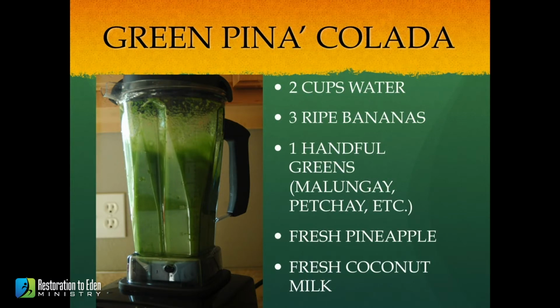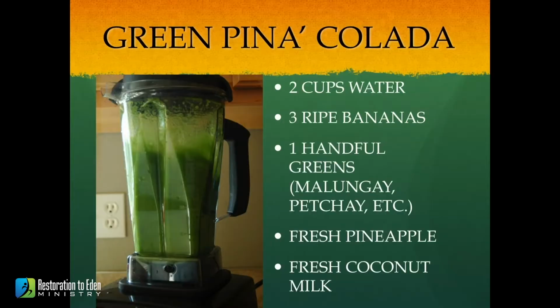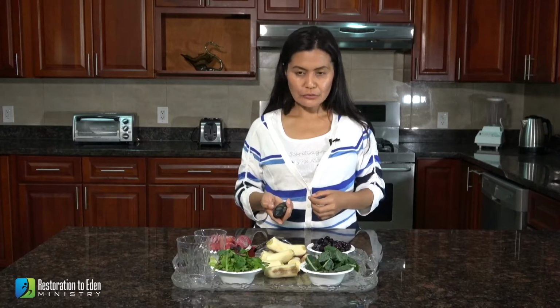Okay, next recipe is green piña colada. That's good to do also in tropical countries like the Philippines because there's an abundant supply of pineapples there also. It calls for the same water, 3 ripe bananas, a handful of greens, and we use different kinds of greens there like malunggay, pechay, and Chinese malunggay. They have some lettuce too, but there are local greens, so you can use that. A fresh pineapple and a fresh coconut milk will replace the milk, and that will make a nice creamy piña colada green smoothie.